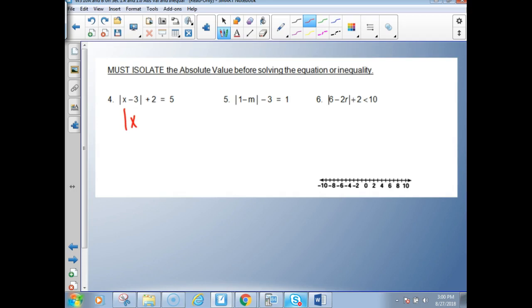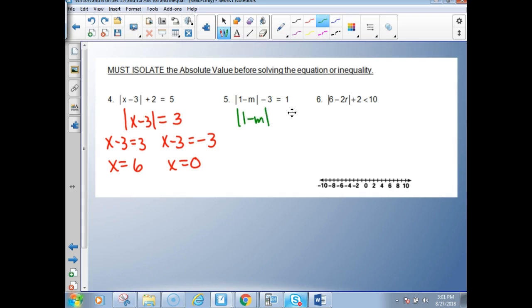All right, so a few more examples. You want to subtract 2 first. Then you can drop the absolute value bars and write your 2 separate equations for this particular one. We're going to add 3 to both sides, and one answer is 6, the other would be 0. Number 5, first step, add 3. Don't drop your absolute value bars at all until you've got the absolute value isolated. Then you can drop it and write your 2 equations.